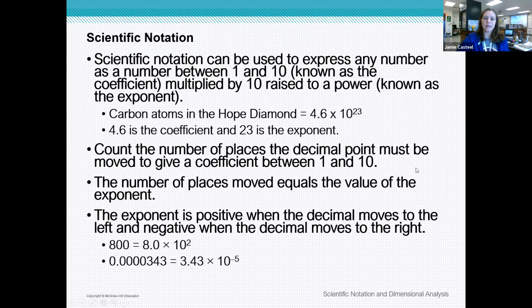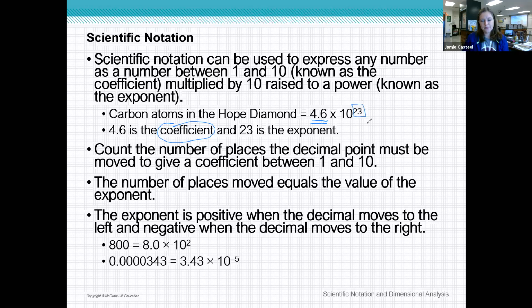Scientific notation can be used to express any number, whether it's really, really, really long, or really, really, really tiny, as a number between 1 and 10, which we call the coefficient, and it's multiplied by 10 raised to a power, or to an exponent. So take a look. The number of carbon atoms in the Hope Diamond, 4.6 times 10 to the 23rd. Ooh, you're gonna come to love that times 10 to the 23rd. This 4.6, whatever comes before the times 10 to the, is called your coefficient. And the 23 is your exponent, okay?